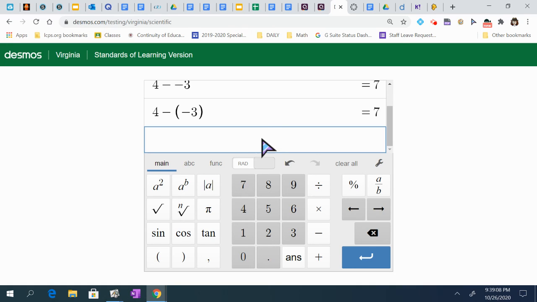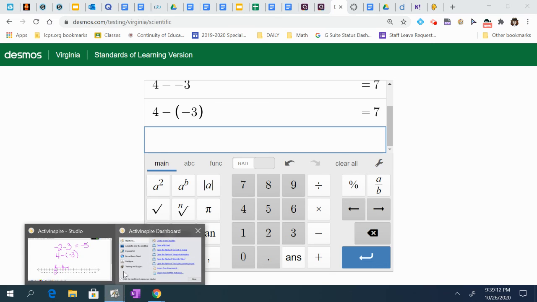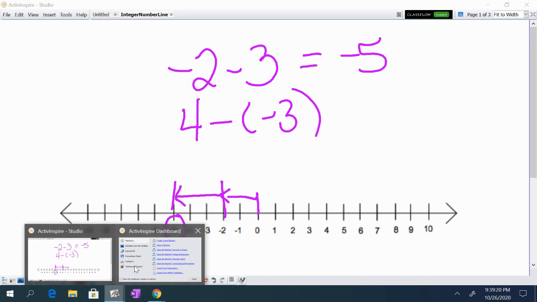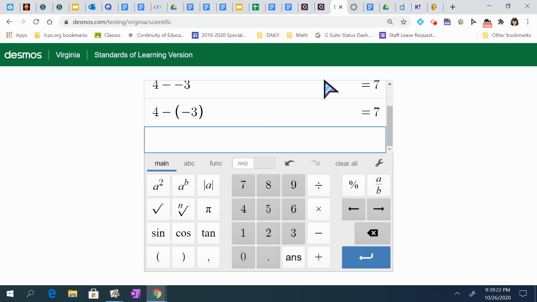Okay, so I'm going to ask that you think about that and try to use Desmos. Okay, so if you have questions, ask me. We can talk about it and let's get to practice.